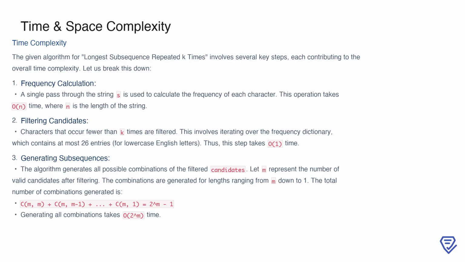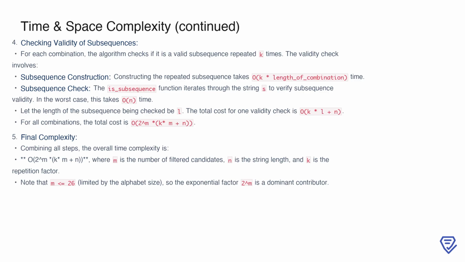The combinations are generated for lengths ranging from m down to 1, resulting in a total of 2^m - 1 combinations. This operation takes O(2^m) time, where the exponential growth of combinations quickly becomes the dominant factor as m increases. Now, each of these generated combinations must be checked for validity.